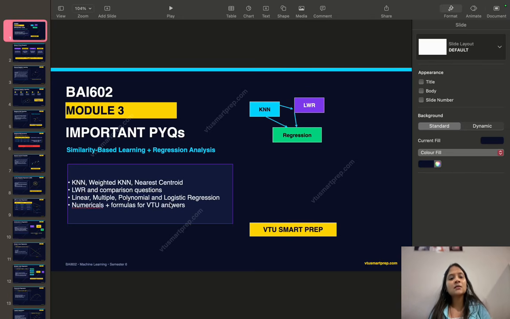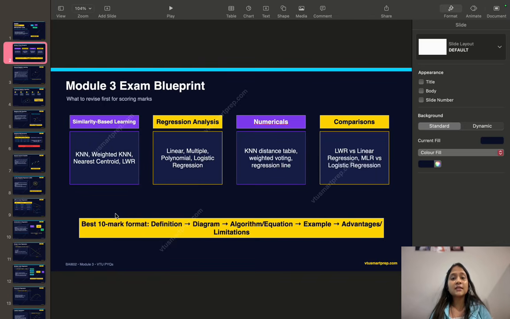The next is numerical questions, where you are going to have the formulas. Using those formulas, you have to solve the problem, and the data will be given in table form, in rows and columns, for example weighted KNN. Using that data you have to solve the numericals. So let's get started. This is just the syllabus.